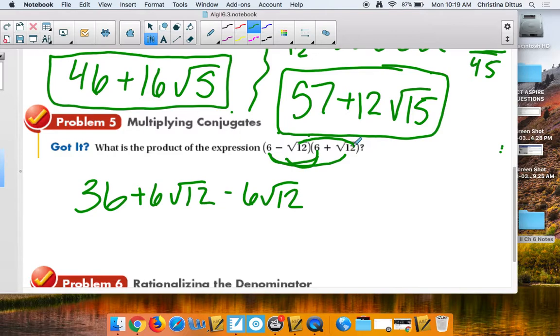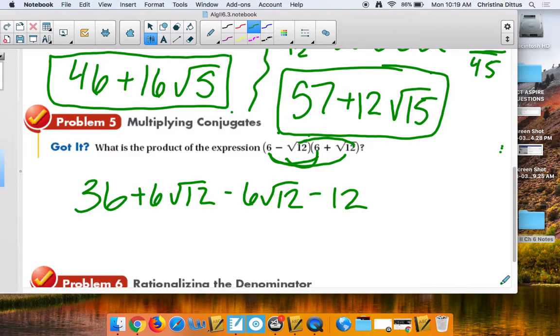First off, a negative times a positive is a negative. Now what's the square root of 12 times the square root of 12? It's the square root of 144, which is 12. I always think about it as just get rid of the square root.